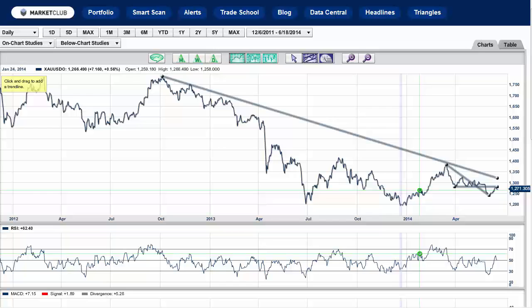So here I am in Maine and we're looking at gold. I've taken the liberty of drawing in some trend lines which I think are pretty important. These are some of the simplest technical tools you can use, yet some of the most powerful tools you can use also. So let's look at a couple of things that's going on here with gold.